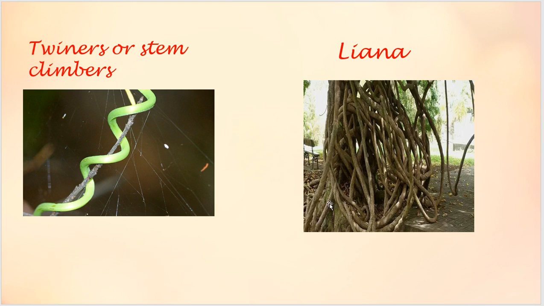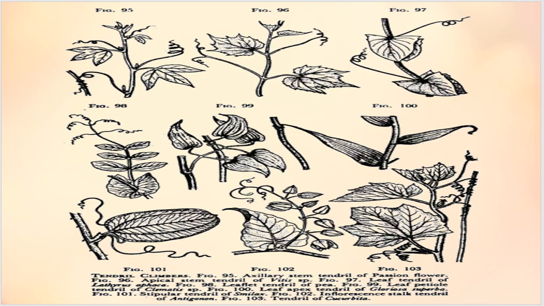And then here I have given liane or liana. These are weak stemmed plants, but gradually as they mature, their stem becomes hard and woody. So these are lianes or lianas. Hiptage is a very good example. This is a hiptage plant. So hiptage is a very good example for this liana. These are also a kind of climbers.